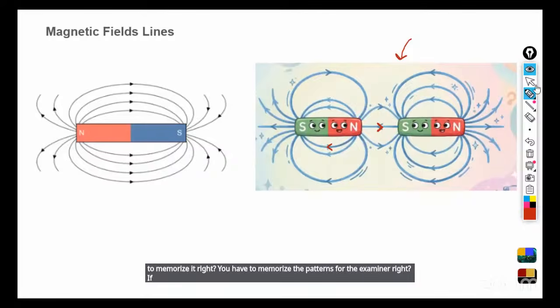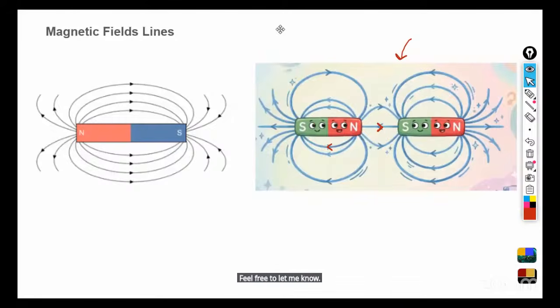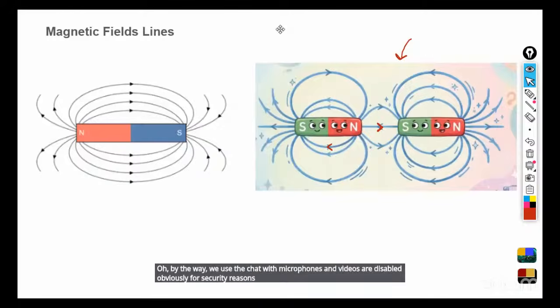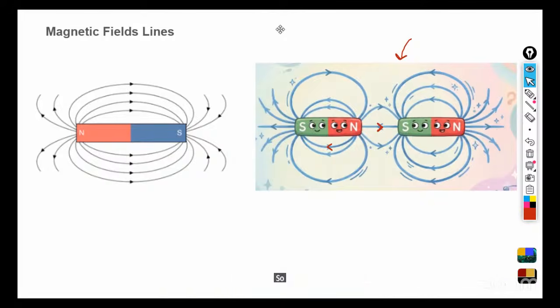If you see any other mistakes, I don't think there are any other mistakes on the diagrams, but feel free to let me know. Oh, by the way, we use the chat. Microphones and videos are disabled, obviously, for security reasons. So you will see somewhere on your screen where you can send messages to me, the host. Only I can see your messages. Public chat is disabled, obviously, for security purposes. You know how people are, right? So whenever you send a message to me directly, only I can see it.